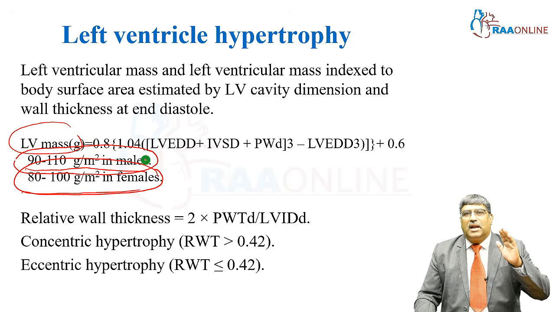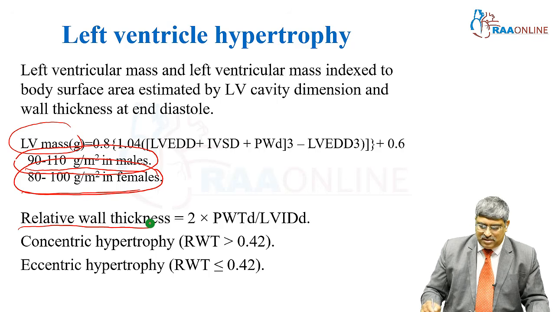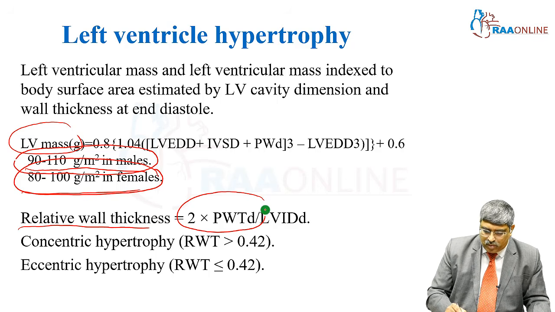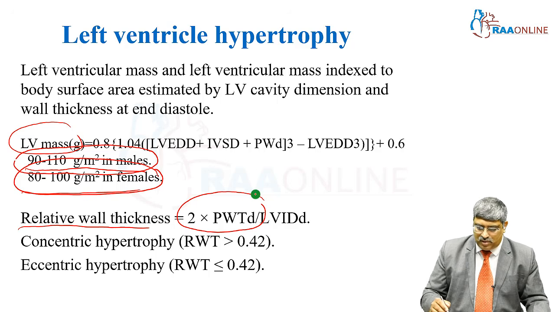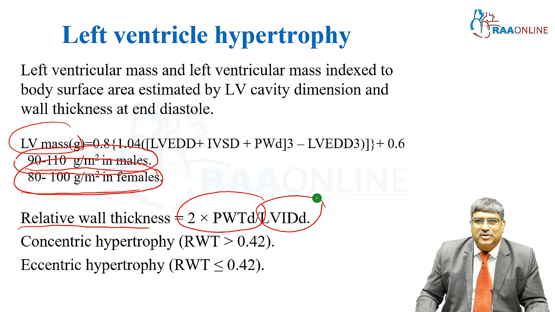Okay. There is another terminology called relative wall thickness. This is 2 into posterior wall thickness in diastole divided by left ventricular internal diameter in diastole.